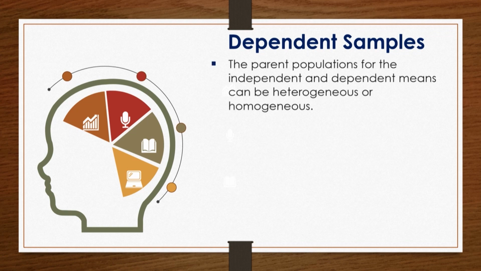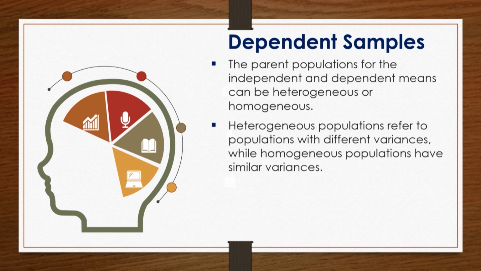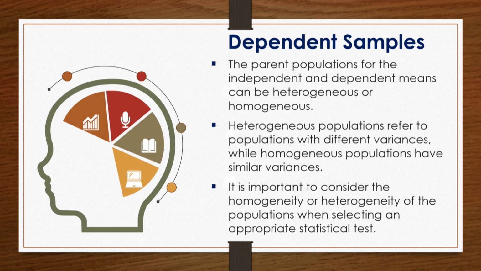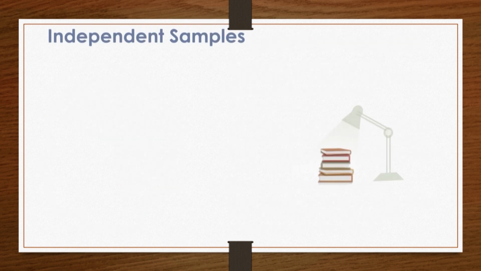Here we are going to start with the description of the independent and dependent correlated means, difference and their parent population. Dependent sample. The parent population for the independent and dependent means can be heterogeneous or homogeneous. In reality, there may be a heterogeneous group and a homogeneous group. A heterogeneous population refers to a population with different variances, whereas a homogeneous population has similar variance. It is important to consider whether homogeneity or heterogeneity is present in the data, based on the population, when selecting an appropriate statistical test.